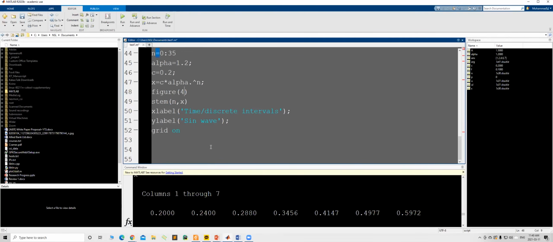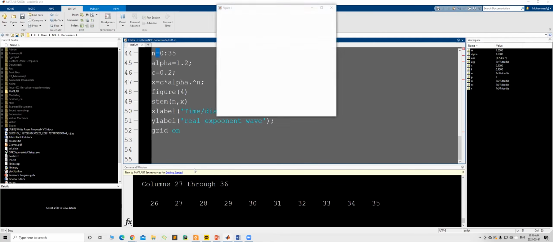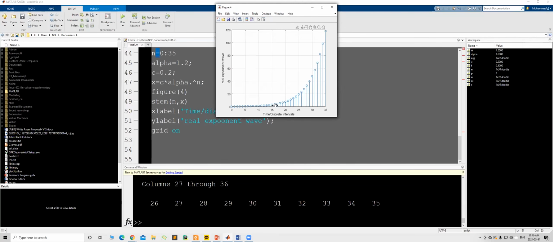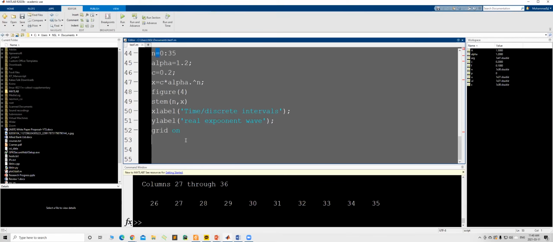I think that is enough, but this is the real exponent value. Sorry, this one is not assigned. Real exponent. And I will run it. See, this is your real exponential value, which is exponentially increasing. Is it clear now? So let's move to the complex exponential value.